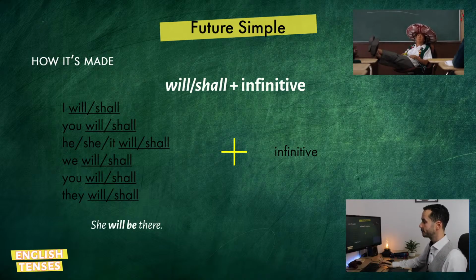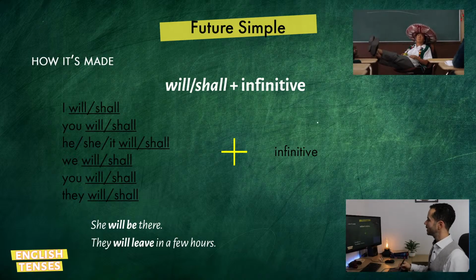She will be there is an example. They will leave in a few hours is also an example. And of course, we have Senor Chang here from the very popular TV series Community, who says, I will allow it, which is a spontaneous decision, right?